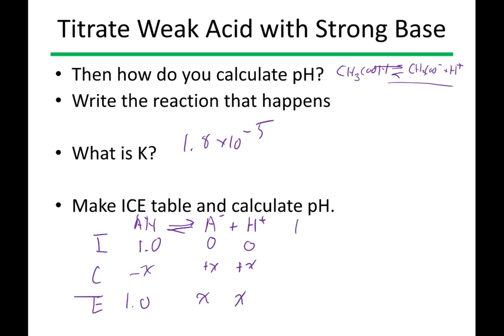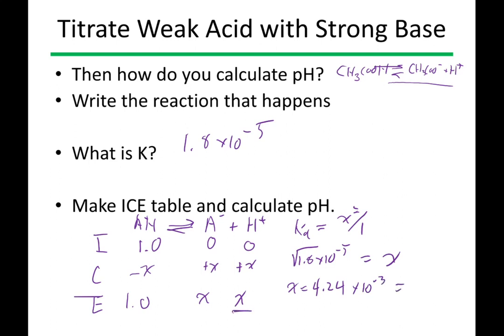So we get our Ka is equal to x squared over 1. And so to solve for x, this would be the square root of 1.8 times 10 to the negative fifth is equal to x. So x is equal to 4.24 times 10 to the negative third.